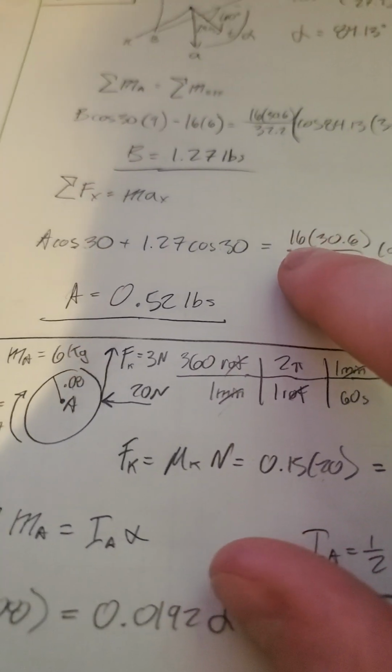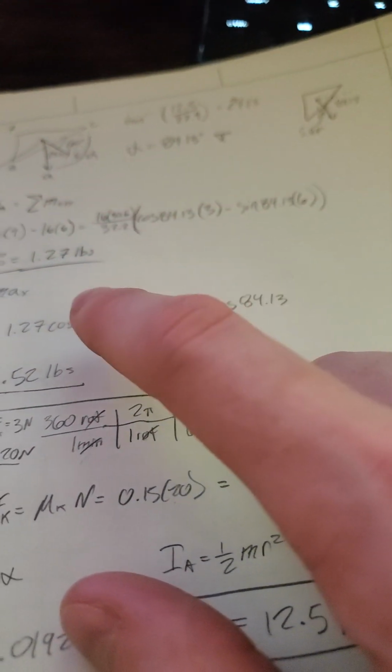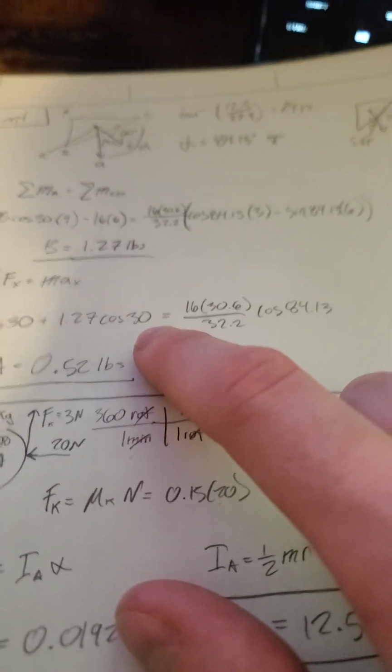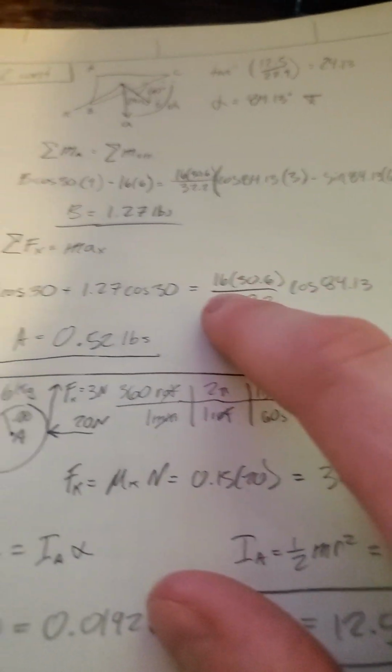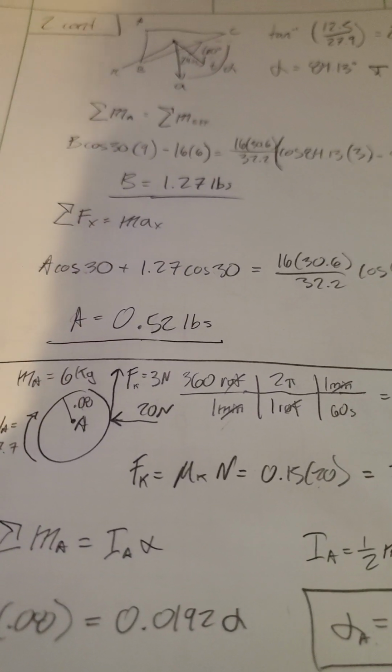And then from there, you can just sum all the forces in the x direction and solve for A pretty easily that way. So that's pretty much how you do it. Now that you solve for B, it's pretty easy to solve for A from there.